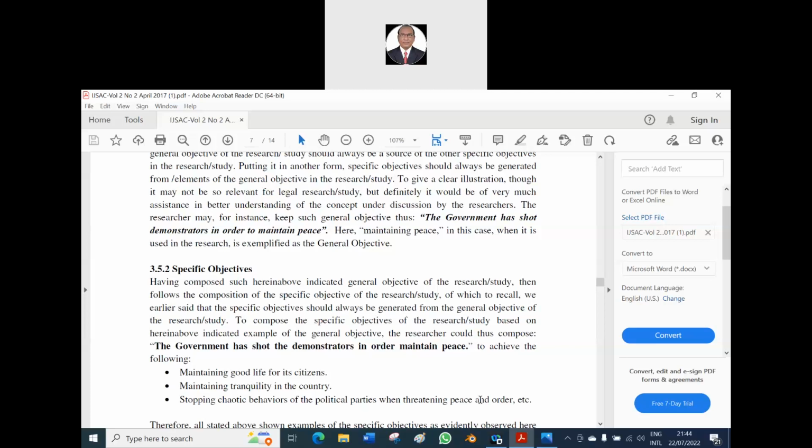But how do you make the maintaining of peace? We can go into the various variables also. But all these variables are to achieve what? Maintaining a good life for the citizens means every citizen should lead a peaceful life. There would not be any might is right. A strong one cannot beat a weaker one. A tajiri will not harass the maskini. A business tycoon could not harass the ordinary man. And maintaining tranquility in the country: the chaotic behavior of political parties, the gundaism, the riots, these will be stopped and people will lead life peacefully.